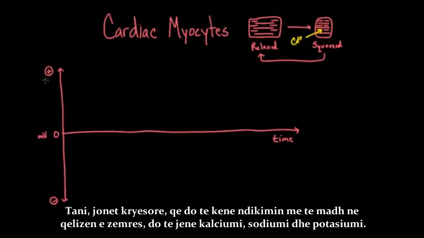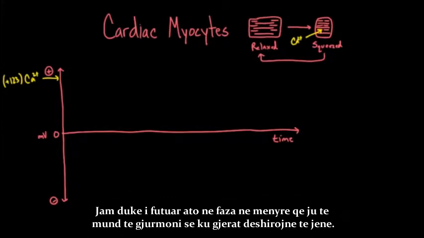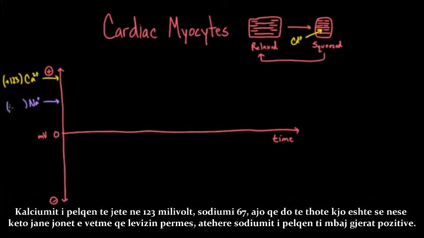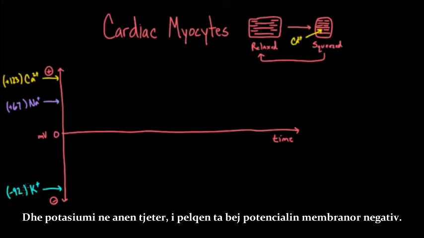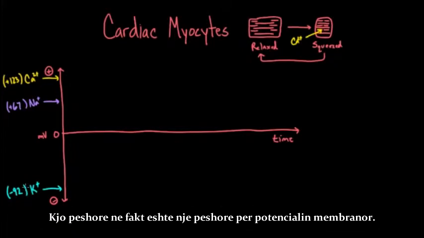Now, the major ions, the ones that are going to mostly influence our heart cell, are going to be calcium, sodium, and potassium. So I'll put those three on here. I'm putting them really just as benchmarks, just so you can keep track of where things would like to be. So calcium would like to be at 123 millivolts, sodium at 67. And what that means is that if these were the only ions moving through, then sodium would like to keep things positive, and potassium, on the other hand, would like to make the membrane potential negative. So this scale is actually the scale for the membrane potential.